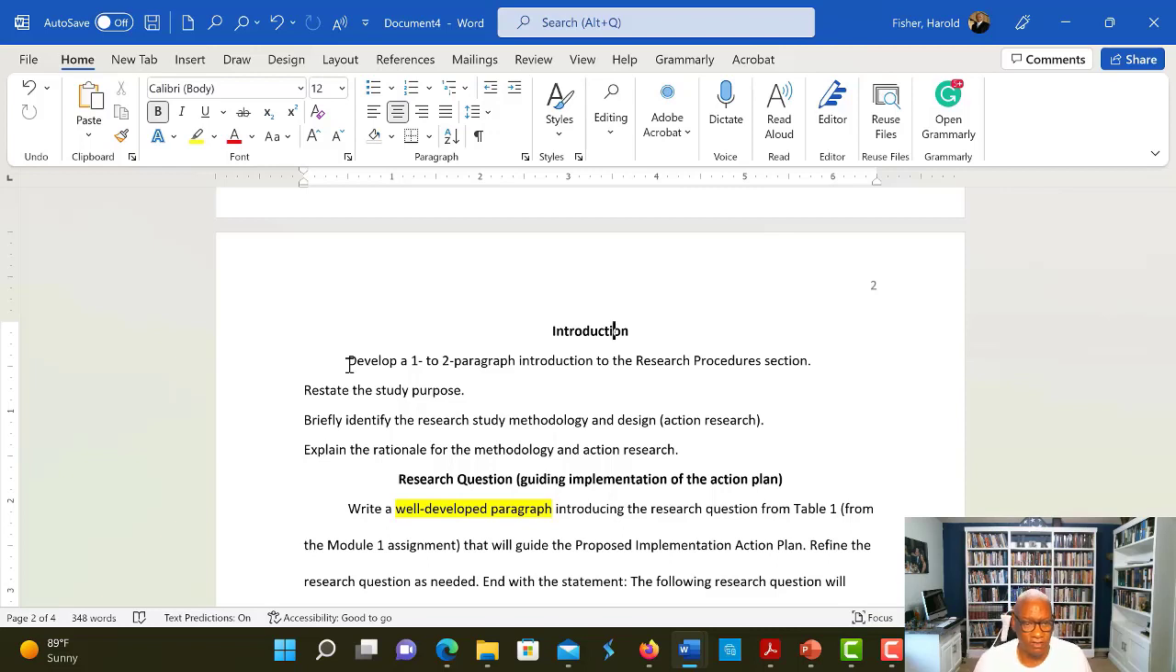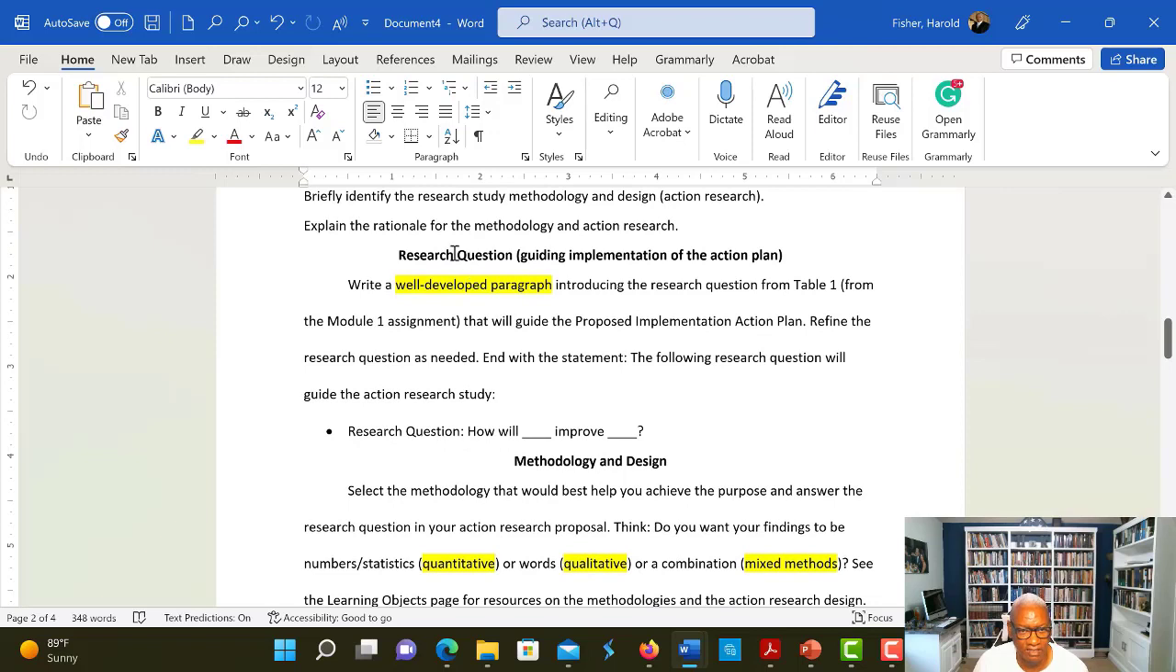Now, what are they looking for under the introduction? Develop a 1 to 2 paragraph introduction to the research procedures section, and do these 3 steps right in here. That's what I'm looking for. Please don't put "restate the purpose of the study" and then start restating your purpose. I don't want to see that in here. I do want to see responses to each one of these. I want to see 1 to 2 paragraphs of this information right here.